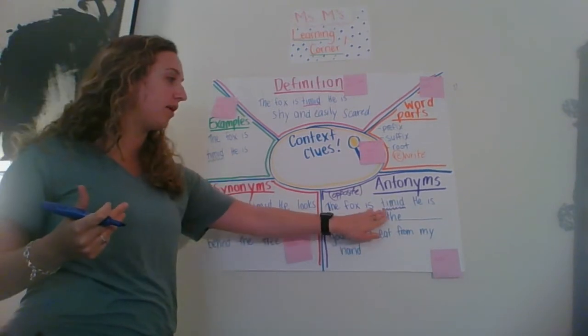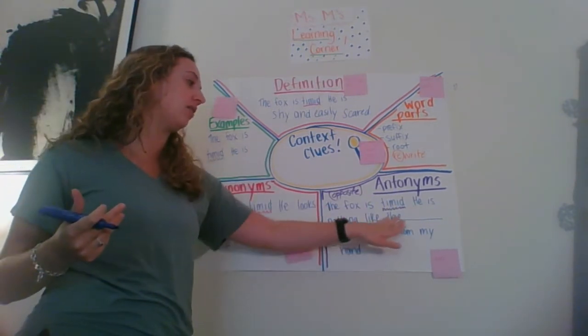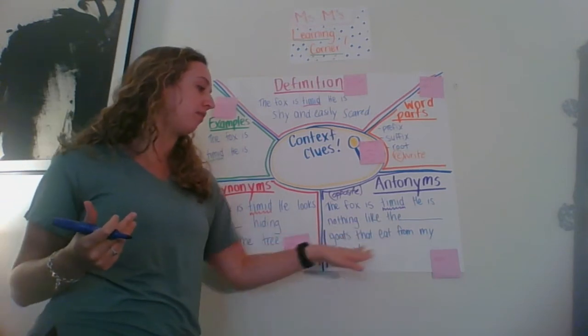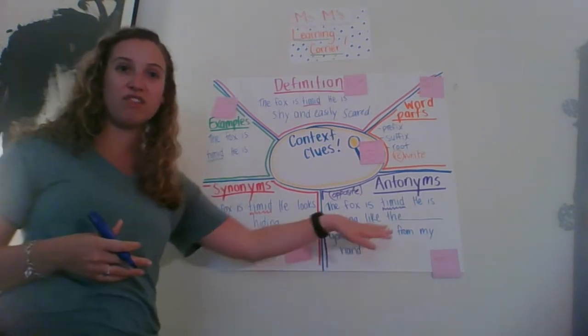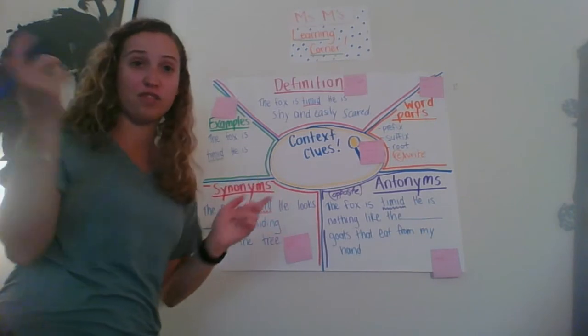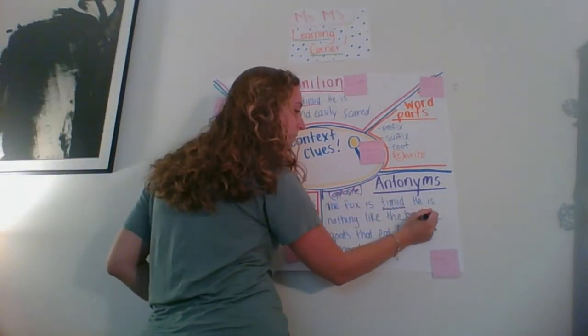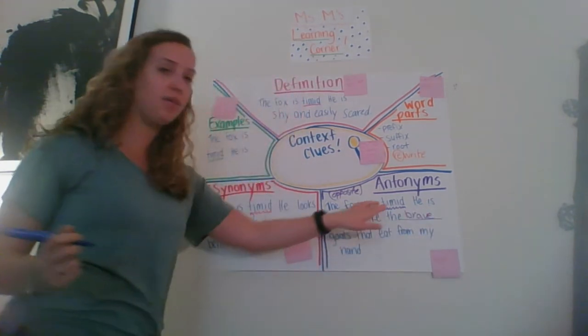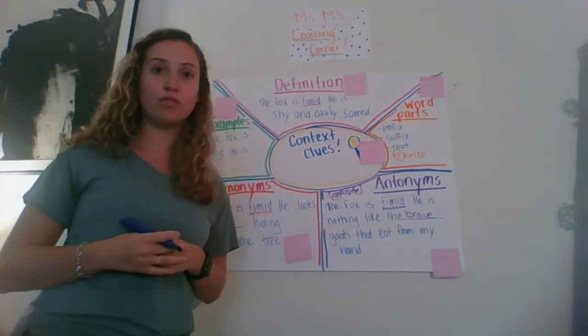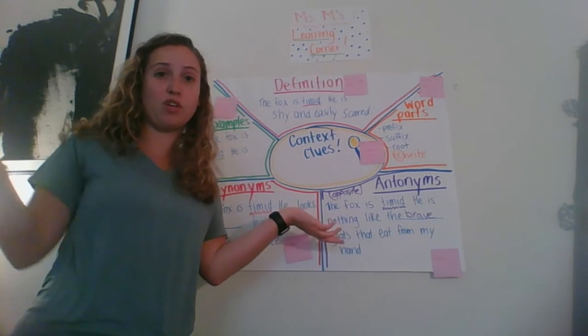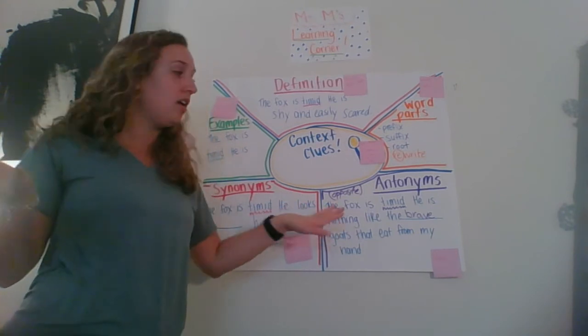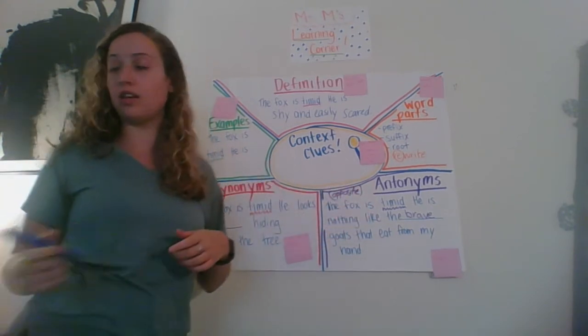The fox is timid. He is nothing like the blank goats that eat from my hand. So we can fill in our antonym here. I thought of the word brave. We have a timid fox and a brave goat. So the fox is shy, but the goat is super confident. That's how we can use antonyms.